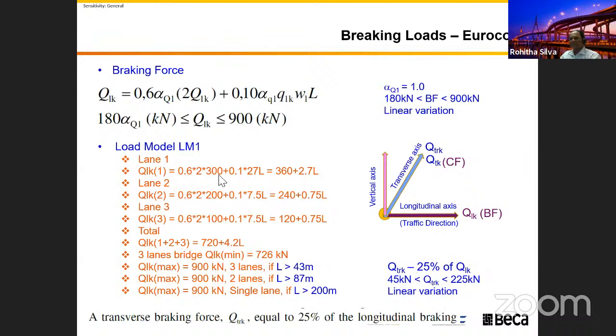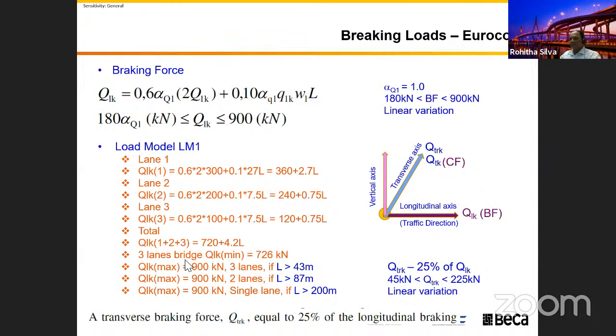Lane 2, similarly, because your axle weight is not 600, it becomes 400. Your line load is not 9, it is 2.5 multiplied by 3, 7.5. That's 10% of that, 0.75. Then for lane 3, again the axle is reduced to 200, and it's 120.75 L. So if you combine these 3 lanes together, you get the total. In our example, all 3 together give 720 plus 4.2 L. This is a linear variation. It's very easy to calculate.